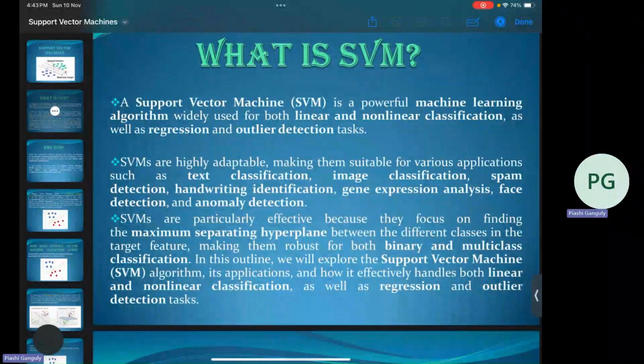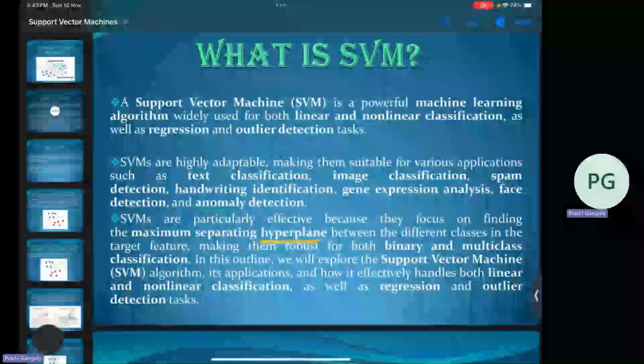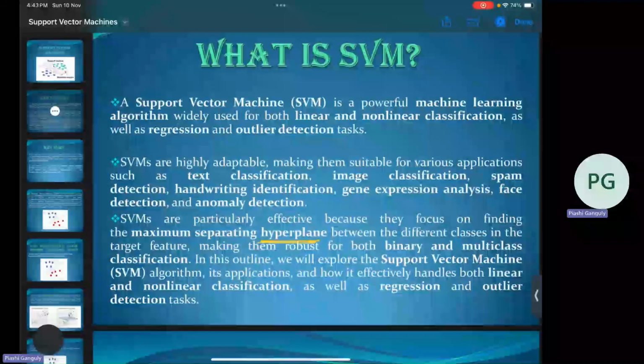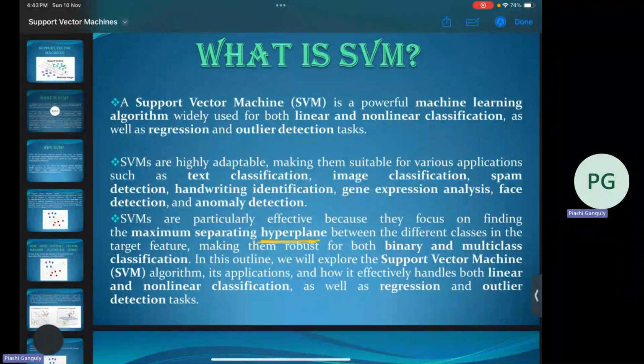SVMs are particularly effective because they focus on finding the maximum separating hyperplane. So what is this maximum separating hyperplane? We will be learning this as we move forward in our lecture. It is the separation between the classes in the target feature, making them robust for both binary and multi-class classification. In this outline, we will explore the support vector machine algorithm, its applications, and how effectively it handles both linear and nonlinear classification as well as regression and outlier detection.